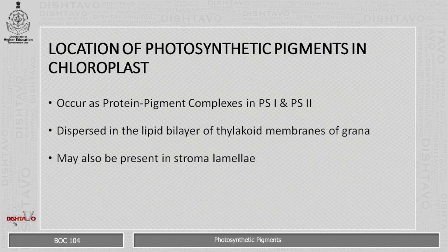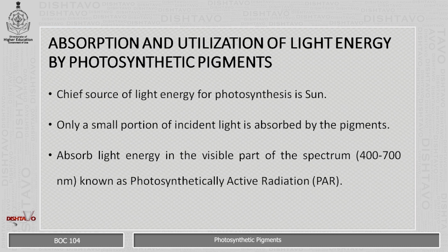Location of the photosynthetic pigments in the chloroplast. These photosynthetic pigments occur as protein pigment complexes in photosystem 1 and in photosystem 2. They are dispersed in the lipid bilayer of the thylakoid membranes of the grana in the chloroplast, and they can also be present in the stroma lamellae. Absorption and utilization of light energy by photosynthetic pigments.